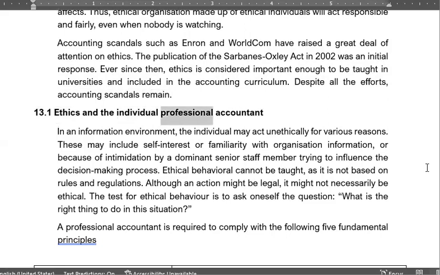13.1 Ethics and the Individual Professional Accountant. In an information environment, the individual may act unethically for various reasons. These may include self-interest or familiarity with organization information, or because of intimidation by a dominant senior staff member trying to influence the decision-making process. Ethical behavior cannot be taught, as it is not based on rules and regulations. Although an action might be legal, it might not necessarily be ethical. The test for ethical behavior is to ask oneself the question, what is the right thing to do in this situation? A professional accountant is required to comply with the following 5 fundamental principles.